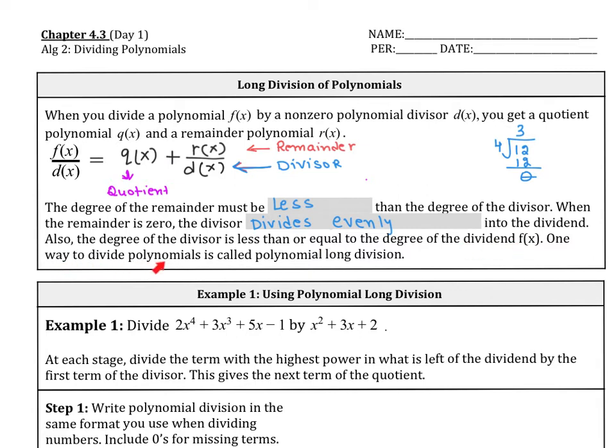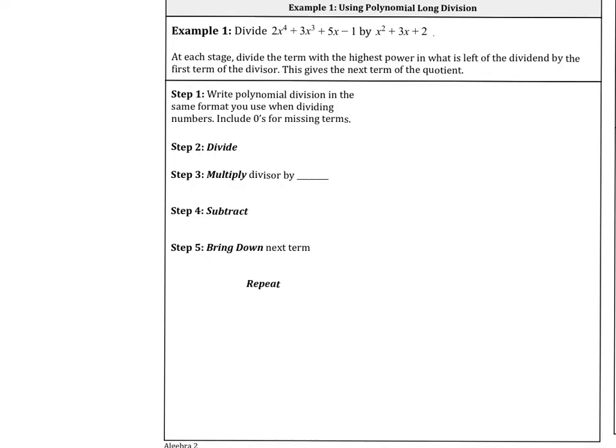One way to divide polynomials is called polynomial long division. So this is what we are going to use to divide two polynomials. Example number 1, using polynomial long division. In example number 1, we are dividing the polynomial 2x^4 + 3x^3 + 5x - 1 by the polynomial x^2 + 3x + 2.